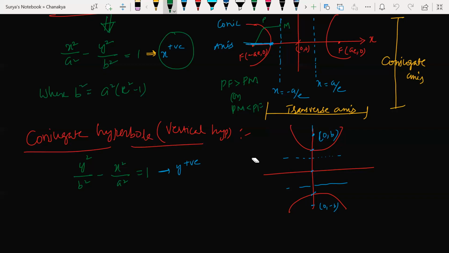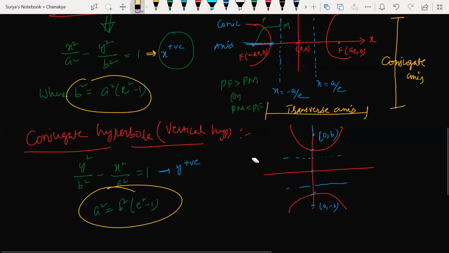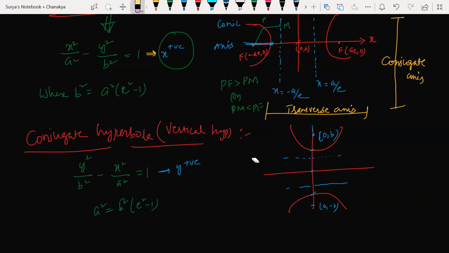Yes or no people? हाँ, here a square is equal to b square into e square minus 1. Okay people look at this here, here b square will write, here will write a square. Be careful with that. Hope it is clear with you all. कोई इसमें कोई बड़ा change नहीं है. It is just like the ellipse only. So need not to bother about it much.